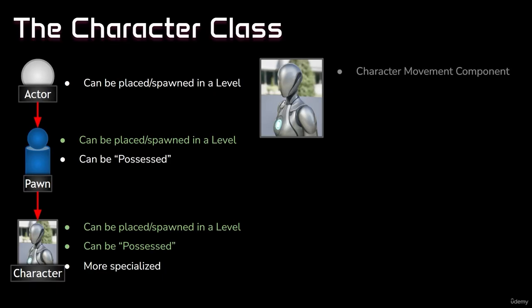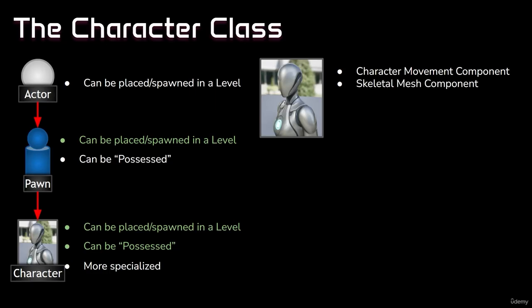The character class has a character movement component. As we saw with the pawn class, pawns do not automatically get a movement component. We had to add one. We added a floating pawn movement component to our bot pawn, for example. Well, the character class already has a movement component, and this character movement component is specific to characters. It moves characters in ways that characters should be moved.